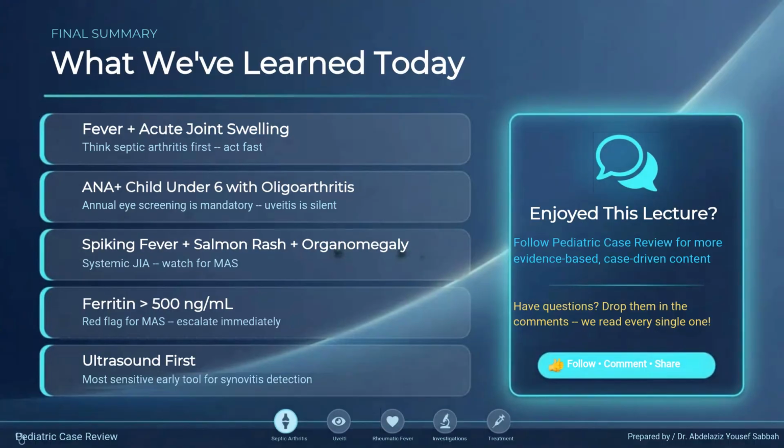Let us review the key takeaways from today's lecture. First, fever plus acute joint swelling should make you think septic arthritis first and act fast. Second, antinuclear antibody-positive children under 6 with oligoarthritis need mandatory eye screening because uveitis is silent. Third, spiking fever plus salmon rash plus organomegaly points to systemic juvenile idiopathic arthritis, and you must watch for macrophage activation syndrome. Fourth, ferritin above 500 nanograms per milliliter is a red flag for macrophage activation syndrome, requiring immediate escalation.